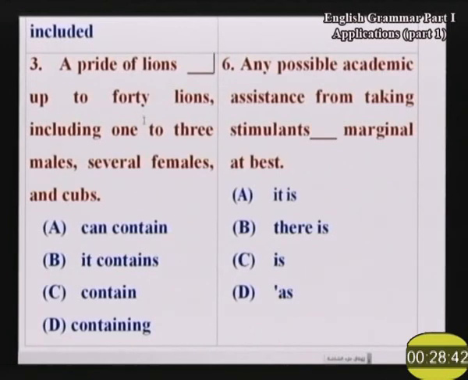Okay, I have can contain, which is a verb, and I have a subject. It contains, I don't want a subject. Contain, also a verb, but I can't choose it because the subject is singular, so it must be singular. And containing is not a verb, and I need a verb. So a pride of lions can contain up to 40 lions including, because including, as you know, is not a verb. So: a pride of lions can contain up to 40 lions. A pride of lions can contain up to 40 lions, including 1 to 3 males, several females and cubs. Alright.